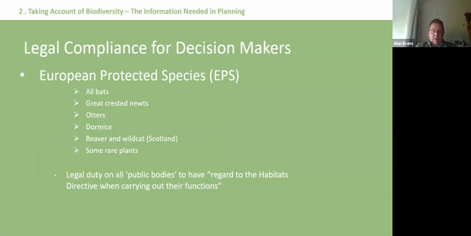And there are very strict legal compliance requirements for local planning authorities regarding European protected species. That covers all species of bats, great crested newts, otters, dormice. Scotland has the added interest of beaver and wildcat, also some rare plants. And all public bodies, including local planning authorities, must have regard to the Habitats Directive when carrying out their functions, i.e. when considering planning applications.